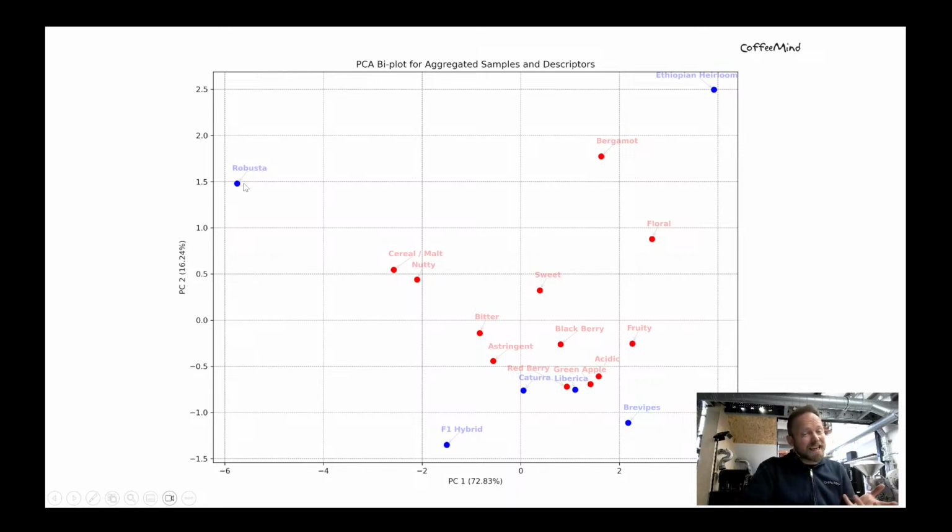The Robusta actually tastes really nice. If somebody told me it was just a nice Brazil, I would have believed them. A Brazil Pulp Natural. It was really nice and sweet. But this one correlated most with cereal, malt, and nuttiness, which is not a surprise. And then you can see the Caturra, Liberica, and Brevibus are not that separated, but they correlate more with green apple, red berry, blackberry, and fruitiness. This is just a big overview that gives you an idea of how it tastes, and it's based on all the data that the panel has collected.